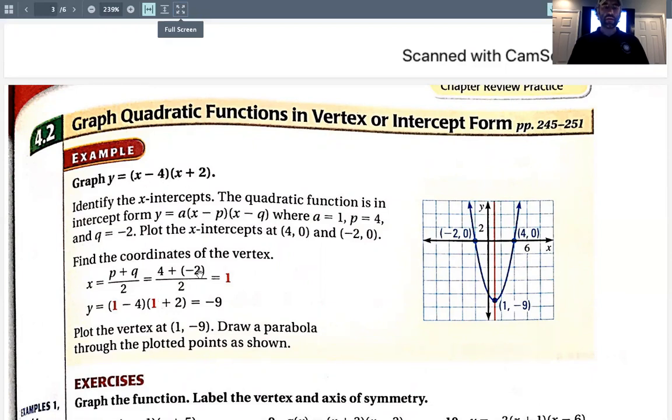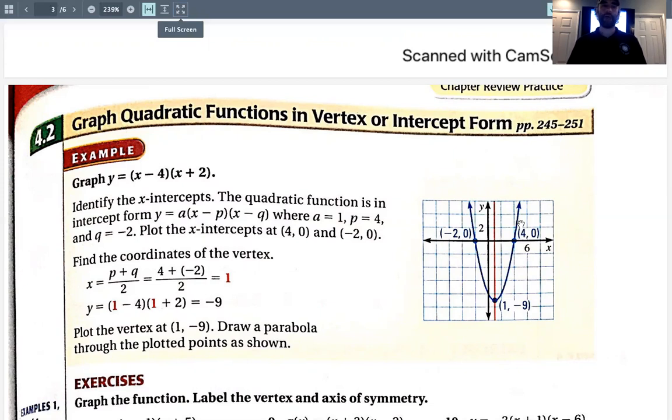Look here, 4 and negative 2 divided by 2 is 1. So I know the x coordinate of my vertex is 1. Then you can plug that in, and see, they plug it in here, and you get negative 9. You always get the opposites and then they multiply. So in this form, they suggest it is acceptable to just graph 3 points.